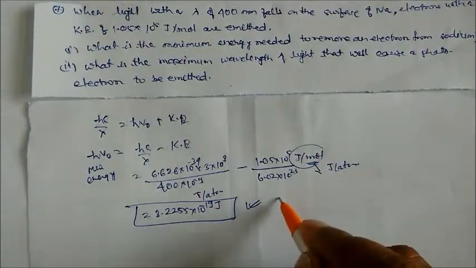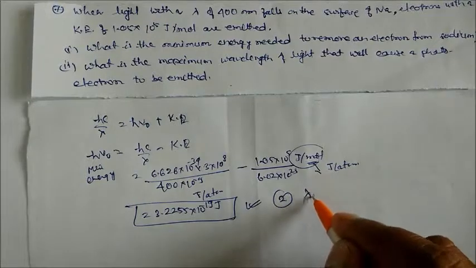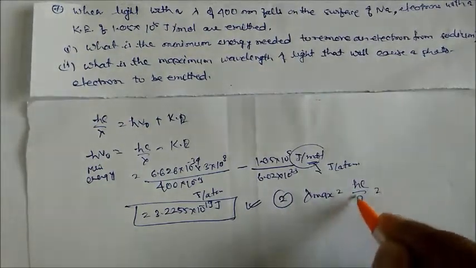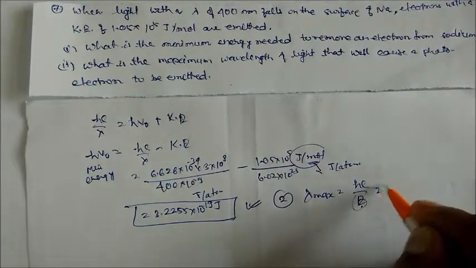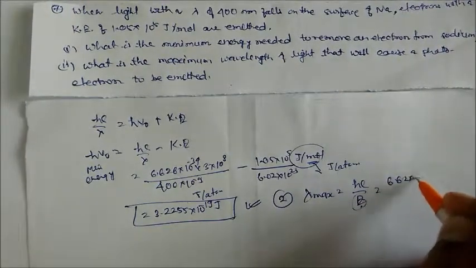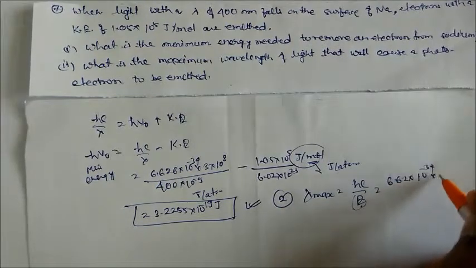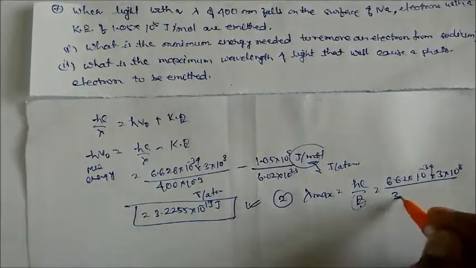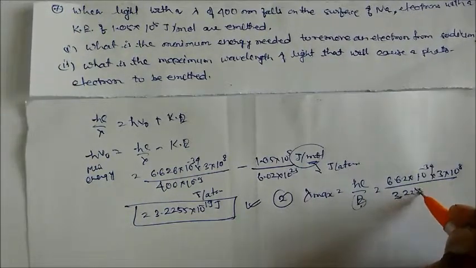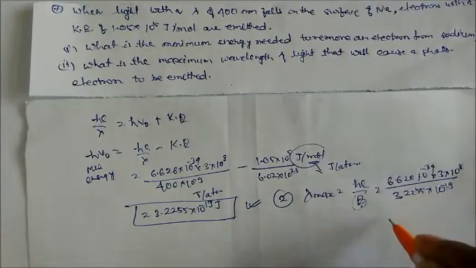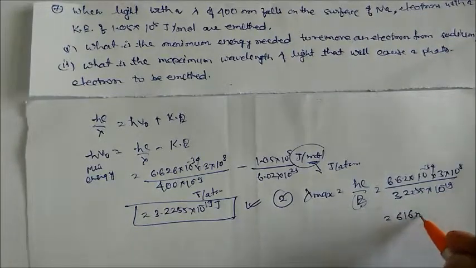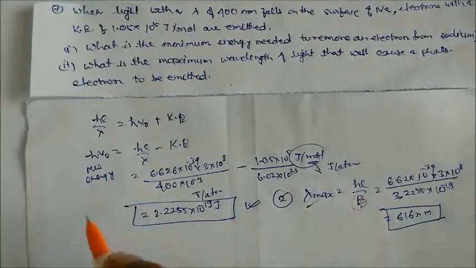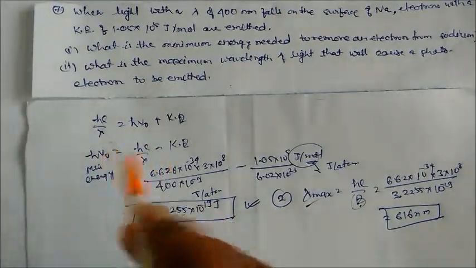Now the second case is the maximum wavelength. So the maximum wavelength will be hc upon energy. If you are supplying minimum energy, we will get the maximum wavelength. So 6.626 into 10 to the power minus 34 multiplied by 3 into 10 to the power 8, divided by 3.2255 into 10 to the power minus 19. On dividing we will get 616 nanometers. So this is the maximum wavelength. From this equation we get the maximum wavelength and minimum frequency.